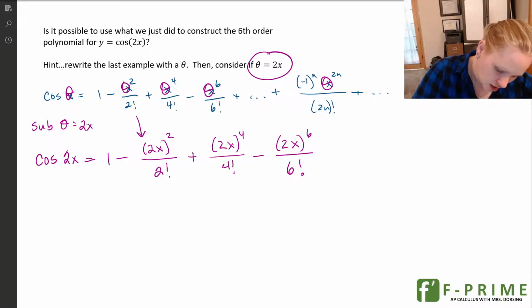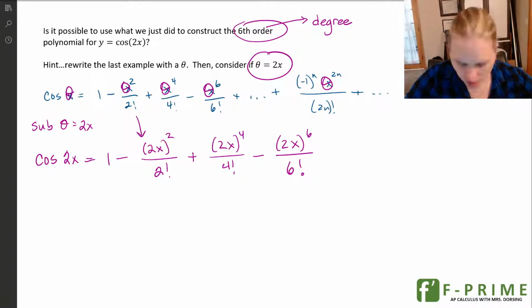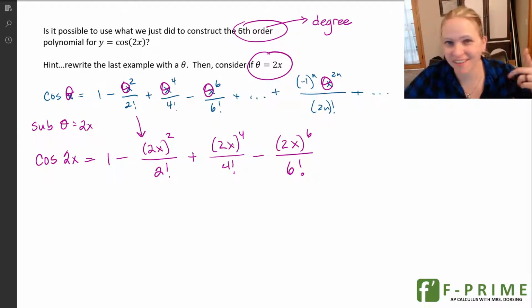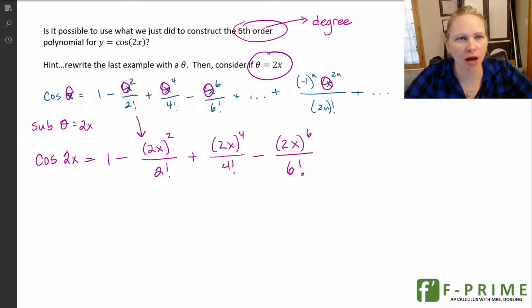Now this said write the 6th order or 6th degree. I want you to understand order and degree for our purposes do mean the same thing. It just means let the highest power be x to the 6th. And if this is the case, well then I've just constructed my polynomial. And this is all I need to be able to do.